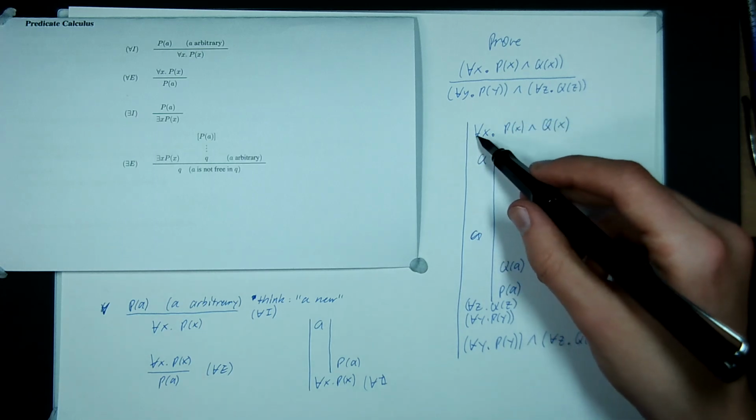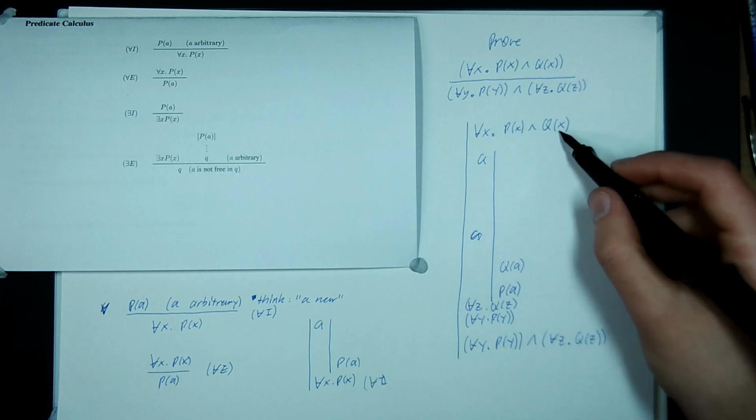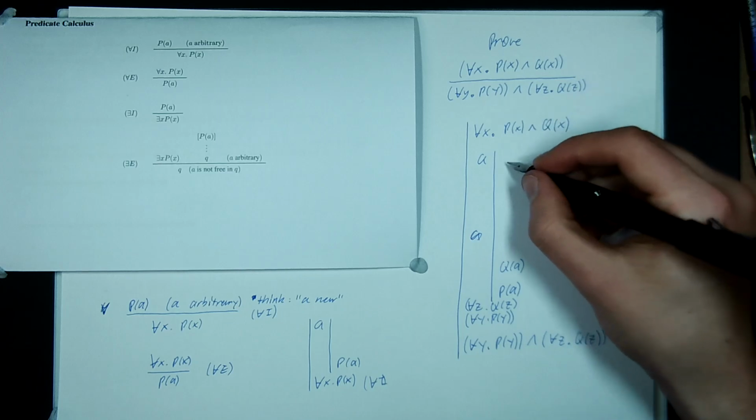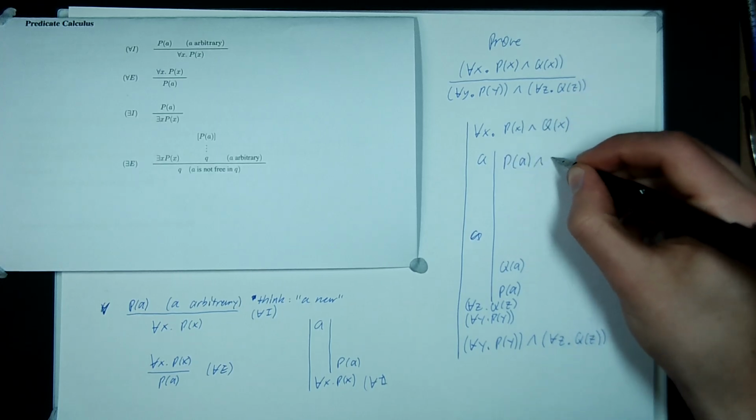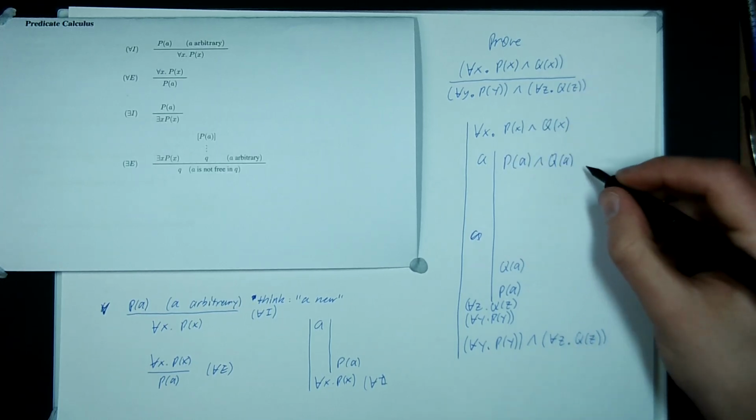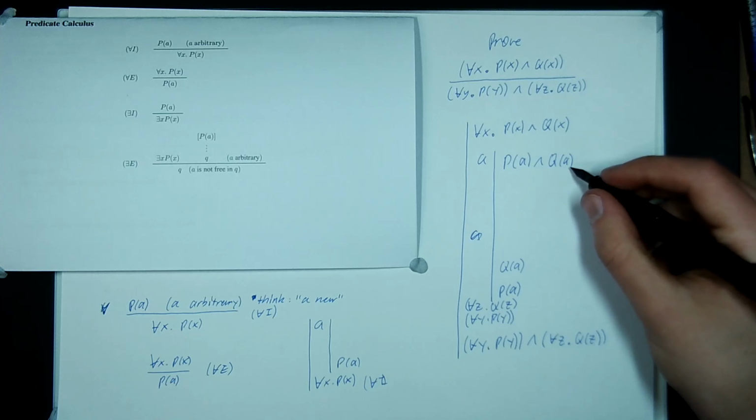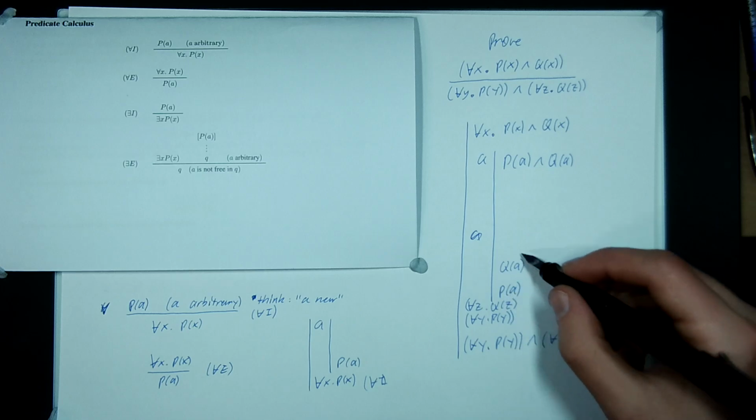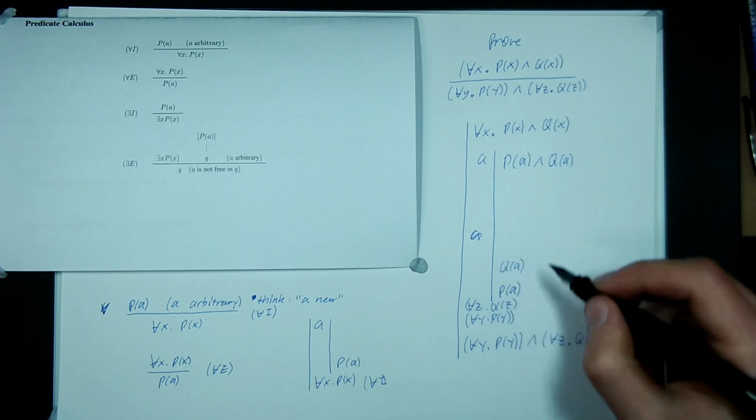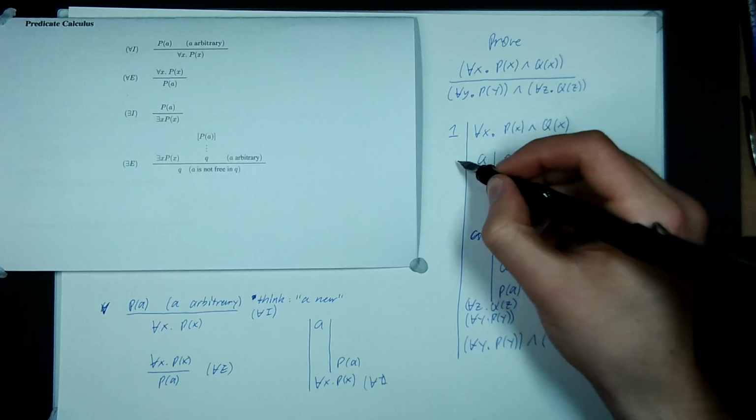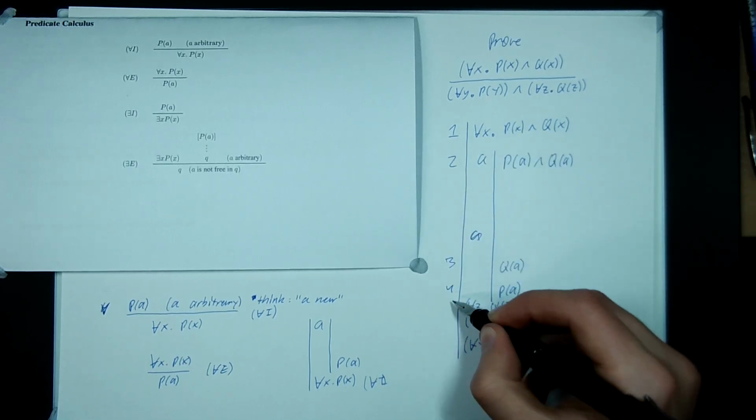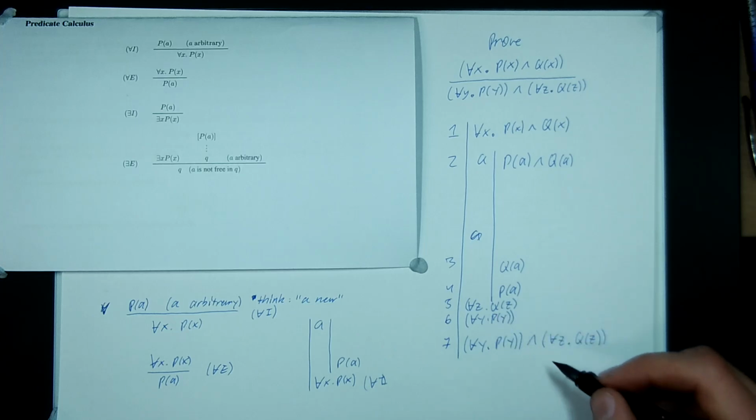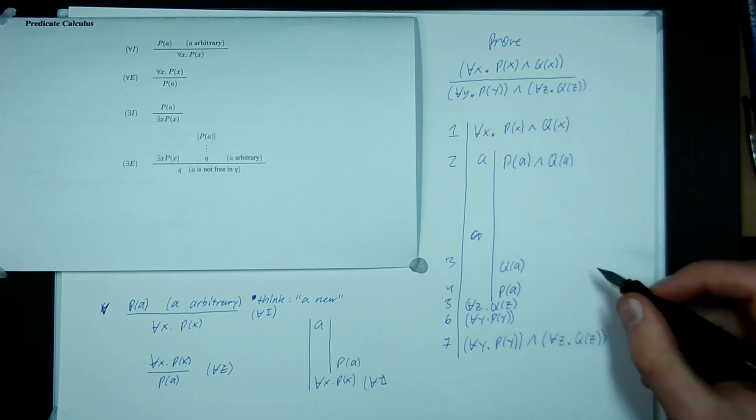So I have for all x, p of x and q of x. So certainly this is true for any choice of x. I'm going to choose a. So we have p of a and q of a by for all elimination. And then I can use and elimination to break this up into the two parts, p of a and q of a. And hence the proof follows. So we can put in our line numbers. Always leave yourself lots of room so you don't have to squish lines in. That's why I like to write nice and big and leave big gaps.